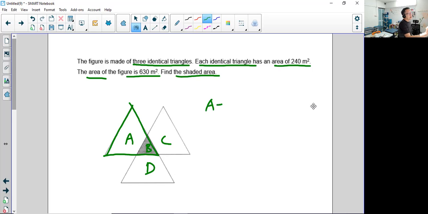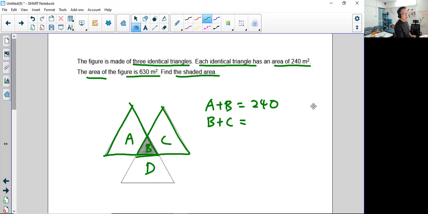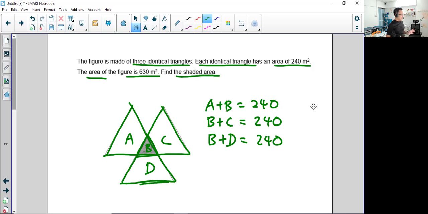So A plus B will be 240 meters square. And then there's another identical triangle, which is B plus C. So B plus C will be 240 meters square also. And then the bottom triangle is also identical, which is your B plus D, and that will be 240 as well. Okay, right? So that's how you create the statements.